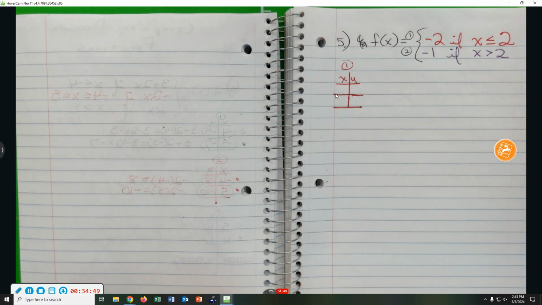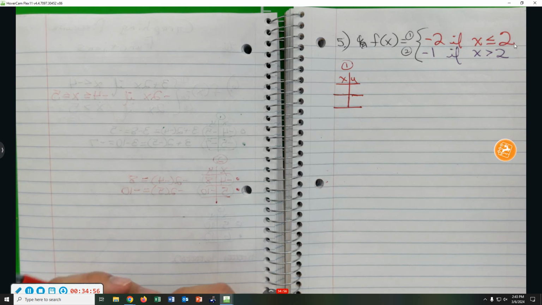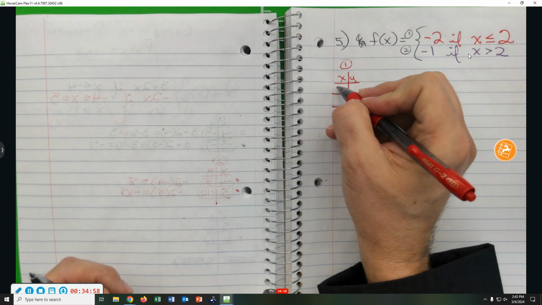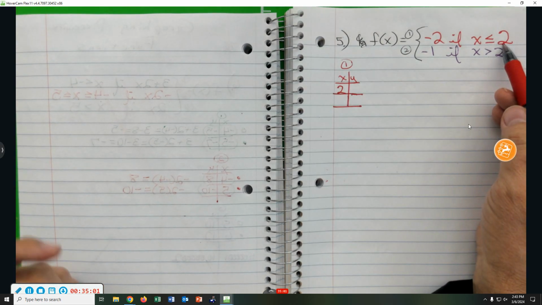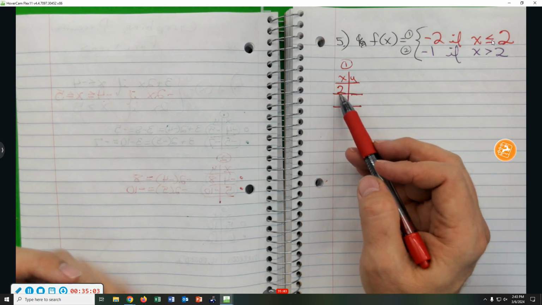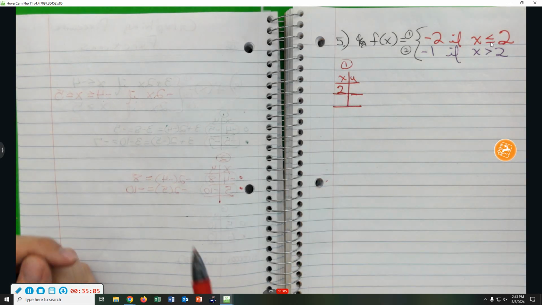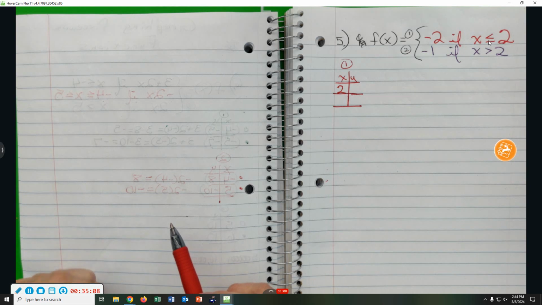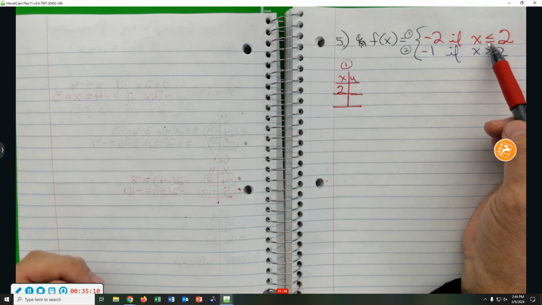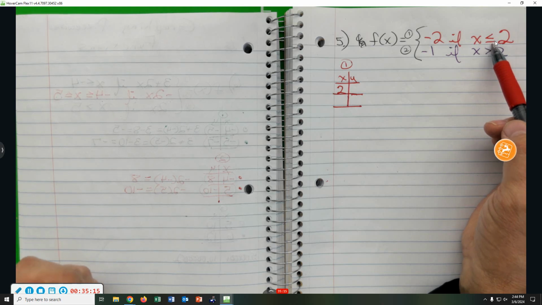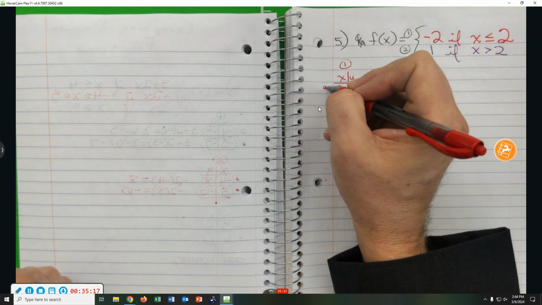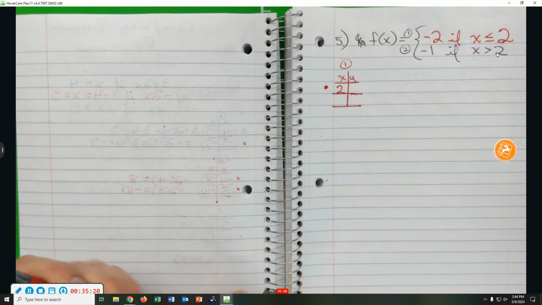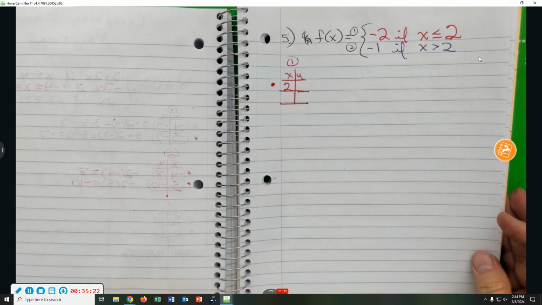Okay, for the red piece, we don't have a choice. What's the first number we must plug in for x to get our starting point? 2. You have to plug in 2. That's the red cut point. Is that cut point going to be open or closed? For the red piece, can x equal 2? Is equality okay on the red piece? Yes, and so this one's going to be a closed one. Down here, it'll be open when you get there.